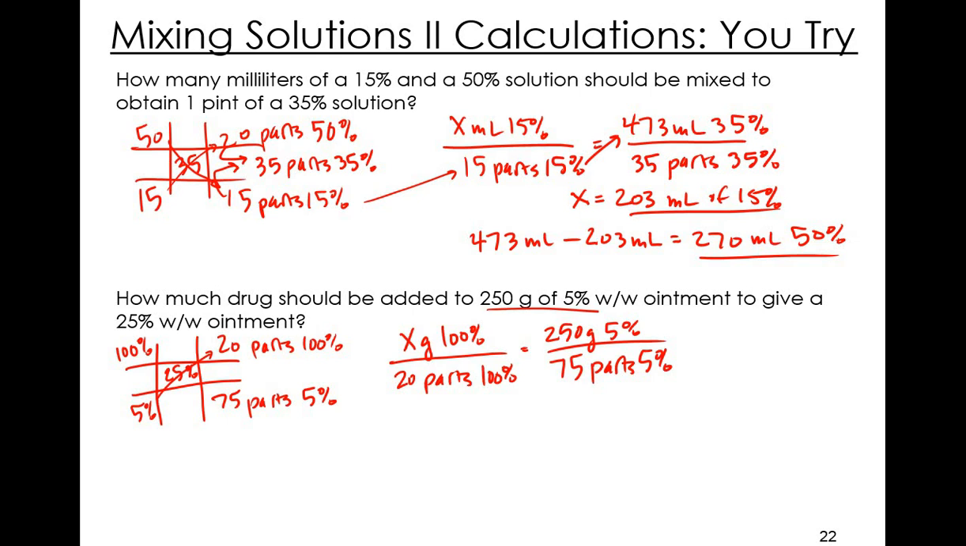Now, if we were given an amount of 25%, that's when we would have to add these two together, and we would get 95 parts of 25%, and would pair up the amount of 25% we were given with 95 parts. But the given this time was the number of grams of 5%. So that's what we use in our proportion. So cross multiply, 20 times 250 divided by 75, and x is 66 and 2/3 grams of the 100%.